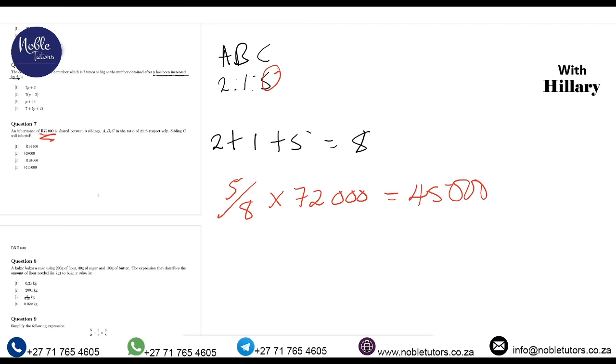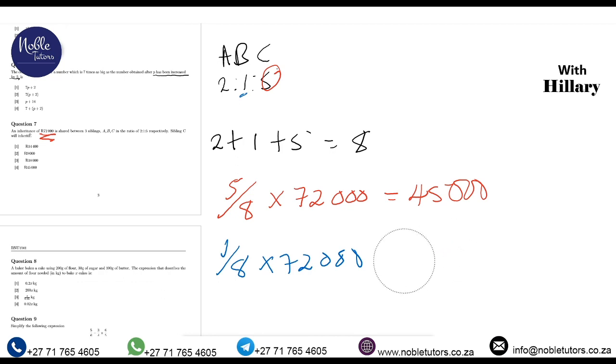Another example can be if you want to know how much B is going to get. We are going to say 1 over 8 times 72,000. So we need to know how much B is going to get. Then we will know that B will get 9,000. So those are the ratios.